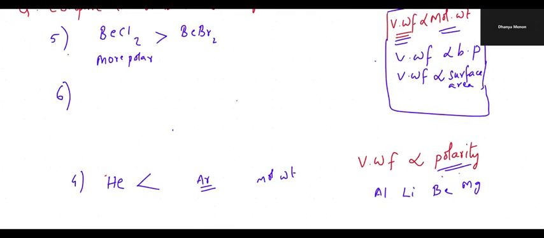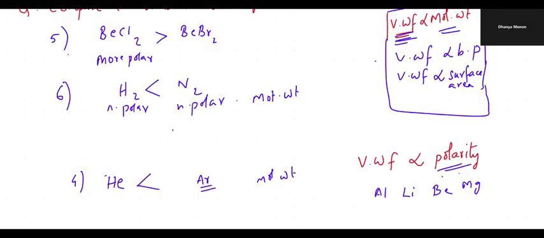Okay, sixth one, hydrogen and nitrogen. Hydrogen is non-polar. Nitrogen is also non-polar. So it's the London forces. So we check the molecular weight. Definitely hydrogen has a lesser molecular weight. If the molecular weight is less, van der Waals force is lesser.